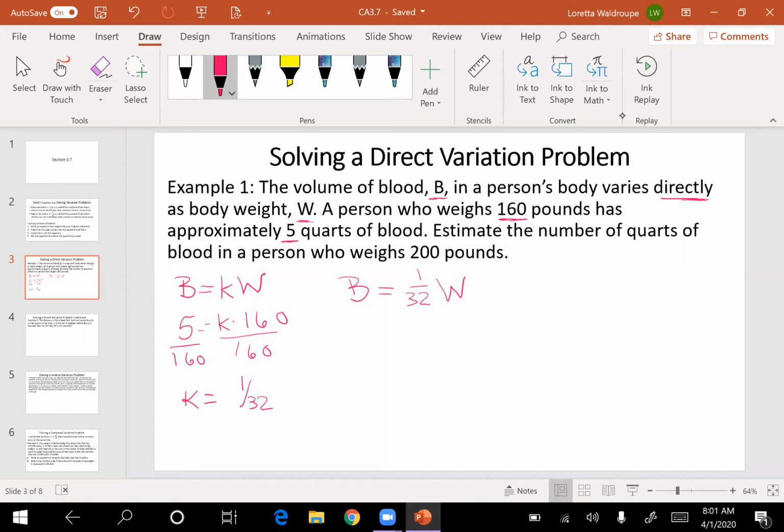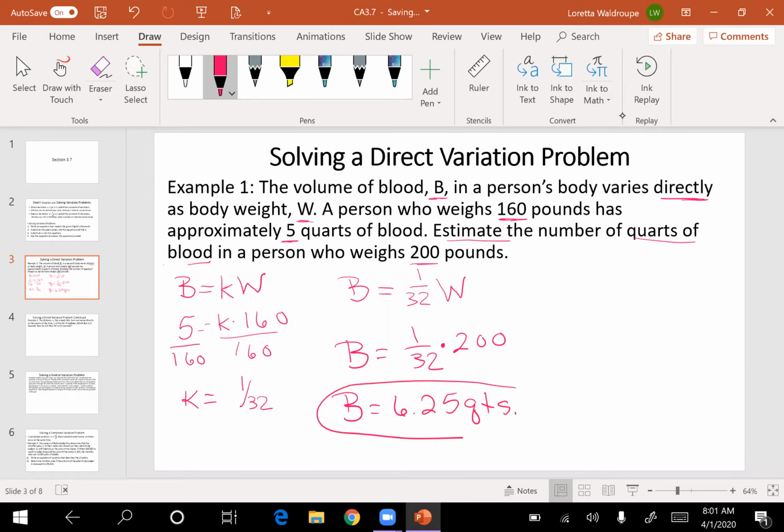Now what does it say? Estimate the quarts of blood. So what is B? That's what I'm looking for. If I weigh 200 pounds, and if I punch that into the calculator, that person has 6.25 quarts of blood.